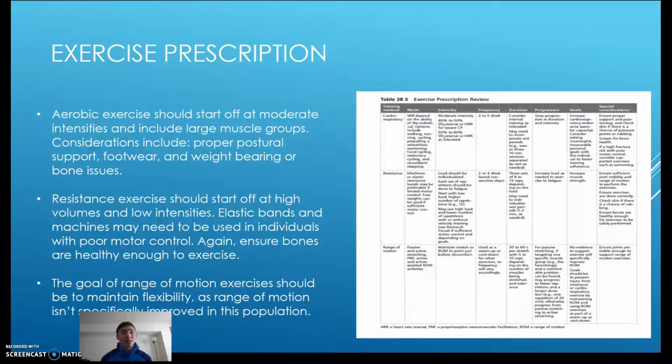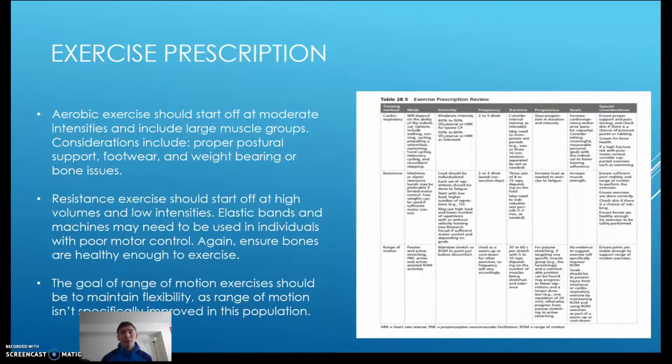In terms of resistance exercise, should start off at high volumes and low intensities. Again, a characteristic of most populations and healthy populations at that. Now, a big thing with this population is maybe to incorporate elastic bands and machines as needed, only because they have poor motor control. And I know as an exercise science student, we often learn that machines aren't the best things to use because they don't allow you to develop motor control.